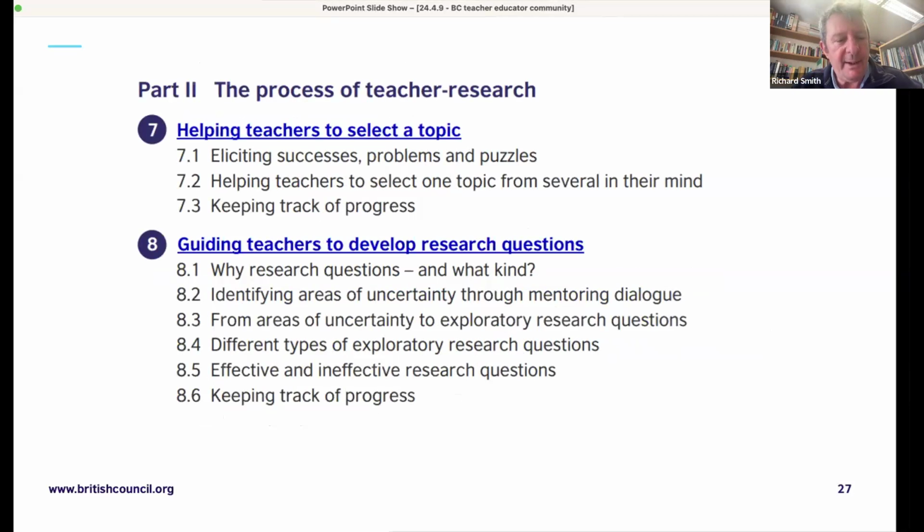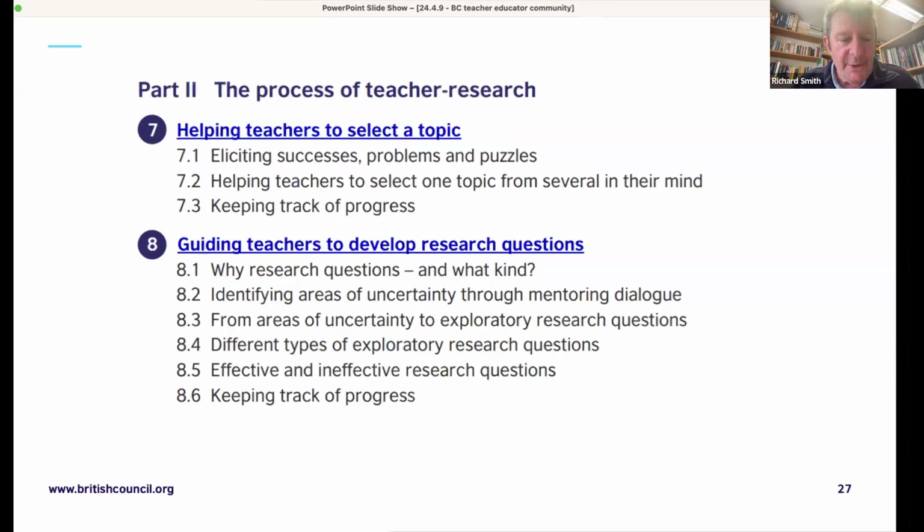Part 2 of the book is all about the different stages in a practitioner research project, in an exploratory action research project, because the exploratory part is developing research questions to try to understand the situation before you take action later on. But first of all, teachers have lots of different issues, lots of different possible topics. That chapter will help you to help them to narrow down to one topic, because you can't research everything all at once.